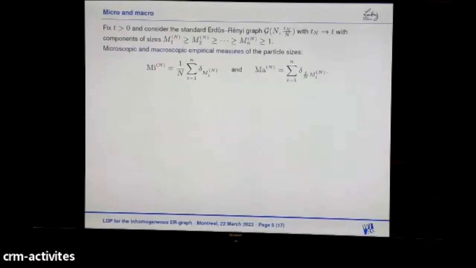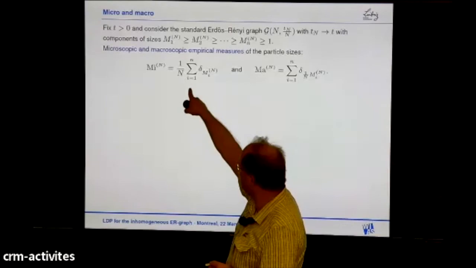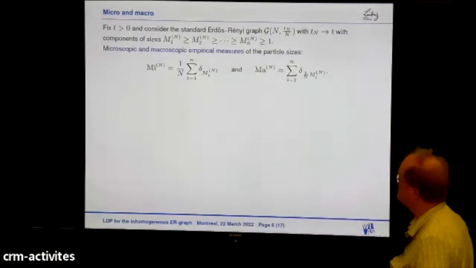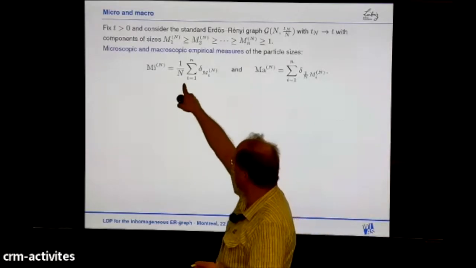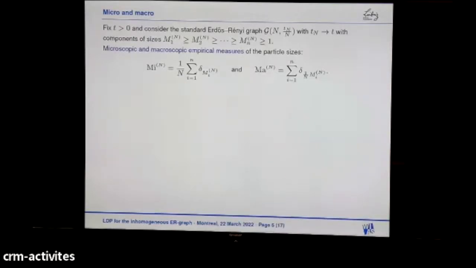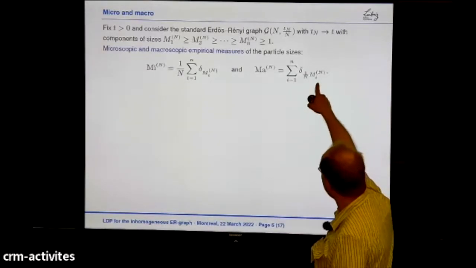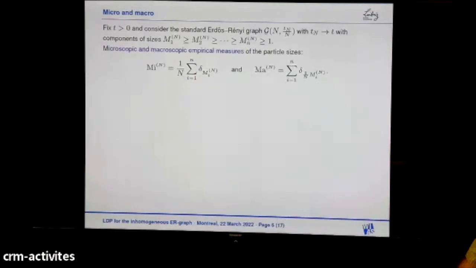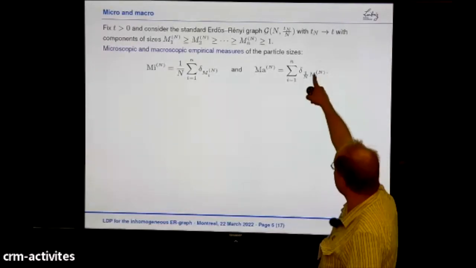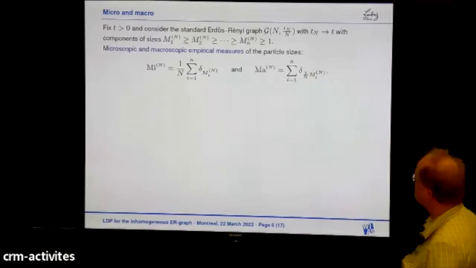Okay, in order to formulate this, still for the standard Erdős–Rényi graph, we introduce these two observables. This one, the empirical measure, looks at the microscopic sizes and is normalized like that. It is not a probability measure, but it is a measure of finite order. In contrast, you take the same random variables. The sum goes always from 1 to n. You have all your sizes in your empirical measure, but this one is macroscopic because it registers in the end only those which are of order n.